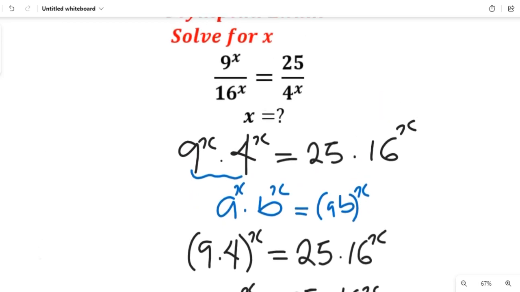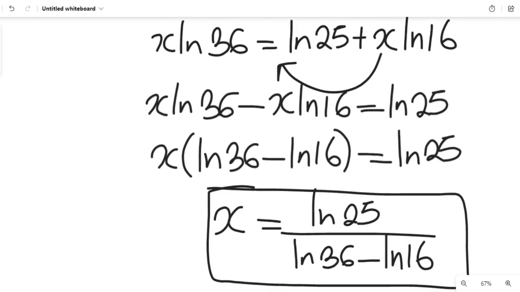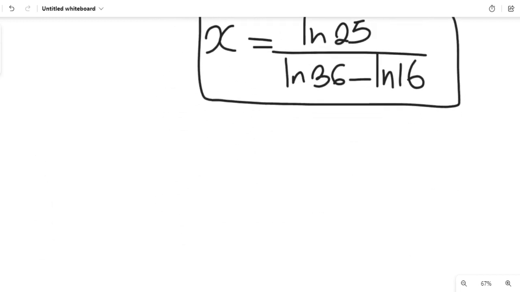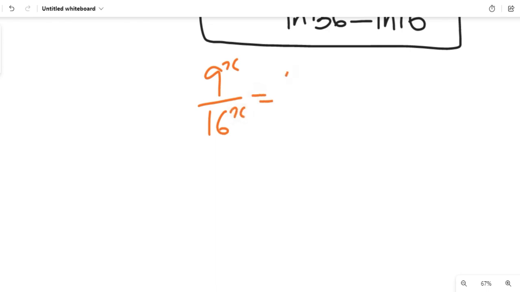Now, let's look at the question again. 9 to the power of x divided by 16 to the power of x equal to 25 divided by 4 to the power of x. Now, let's solve that using method 2. We have 9 to the power of x divided by 16 to the power of x equal to 25 divided by 4 to the power of x.